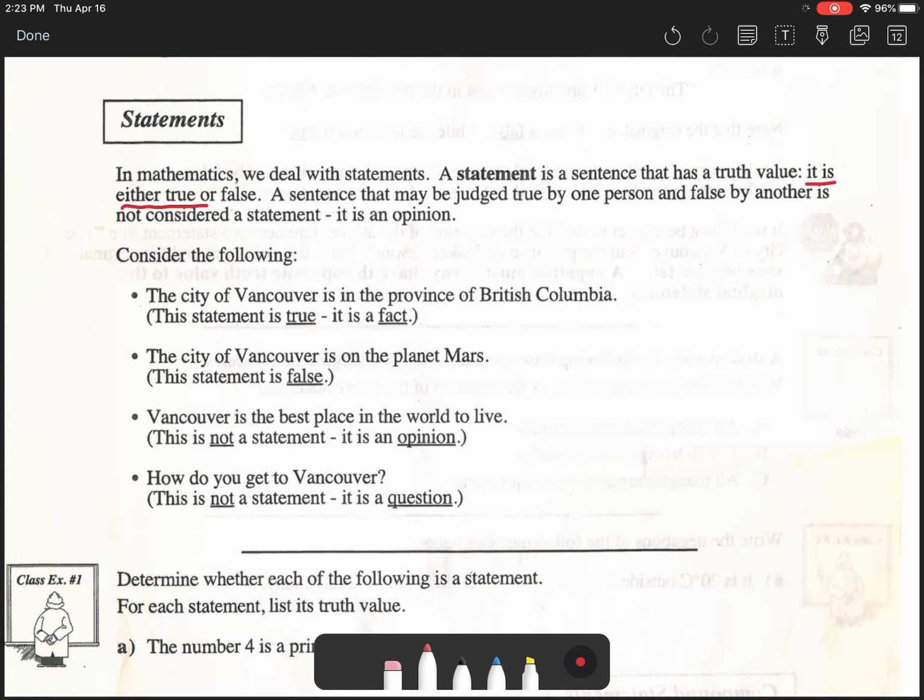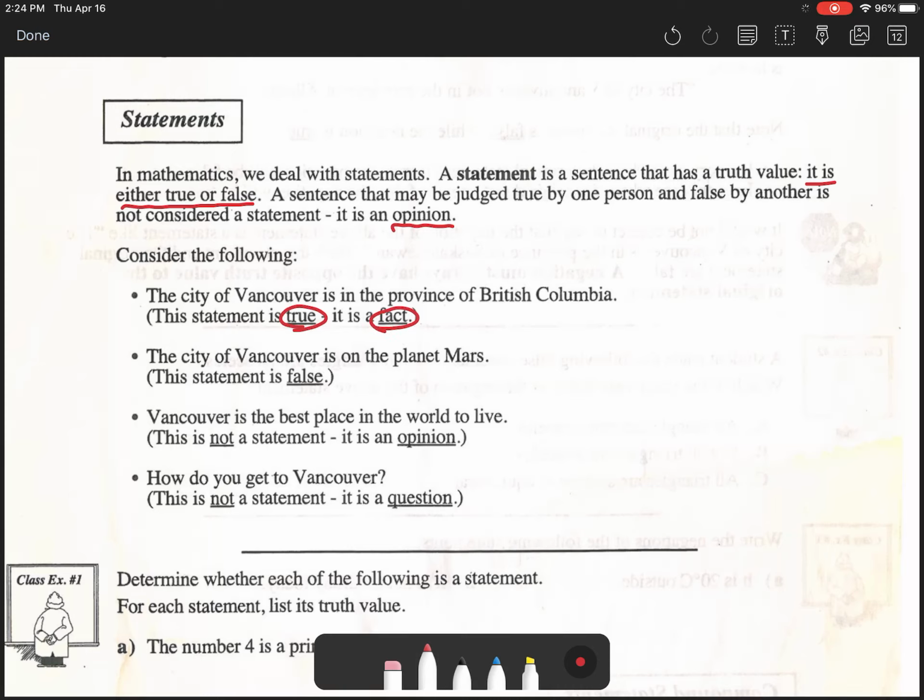In mathematics, we deal with what are called statements. A statement is a sentence that has truth value. Now, it is important that we say it is either true or false. It's not necessarily always true. A sentence that may be judged true by one person and false by another would not be a statement. That would be what we call an opinion. So we want to know the difference between an opinion and a statement.